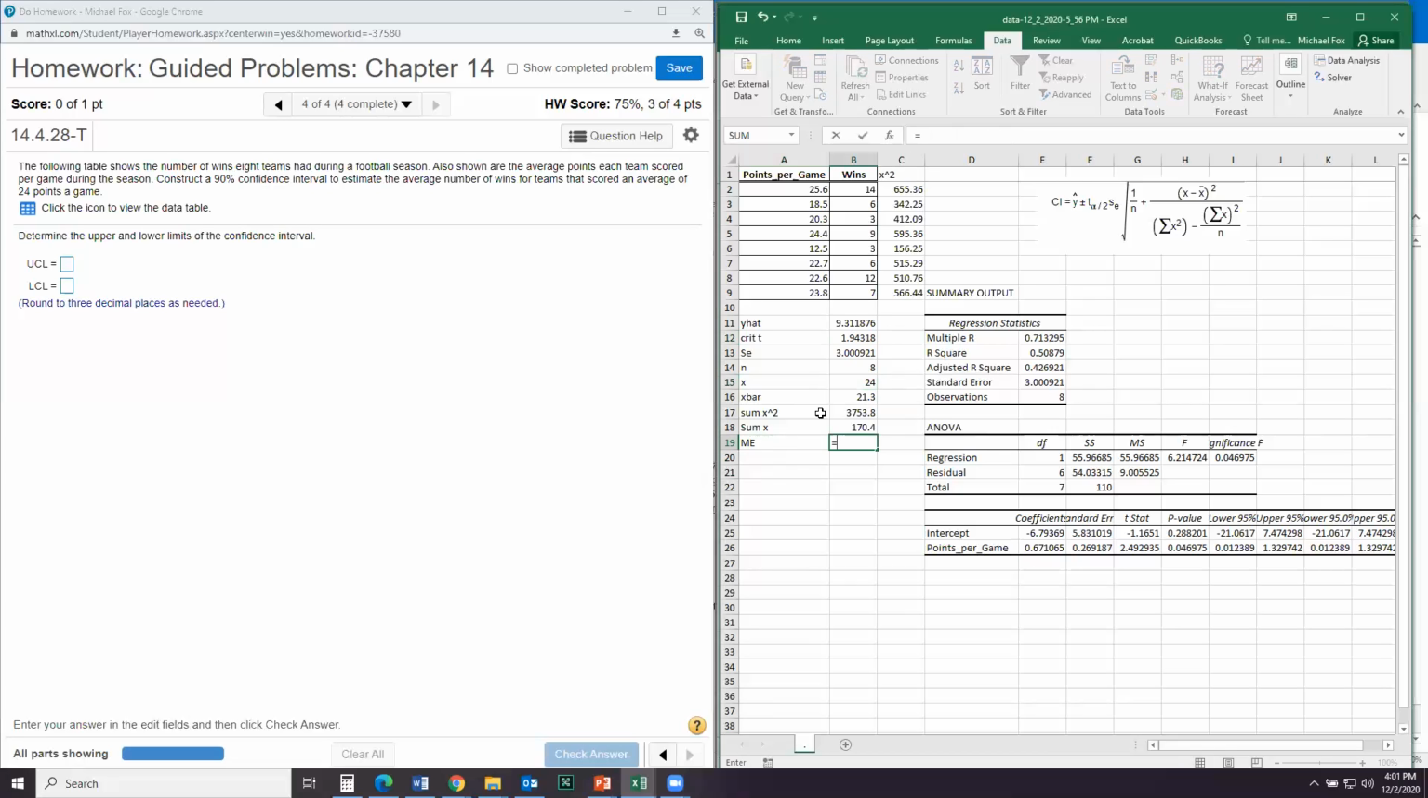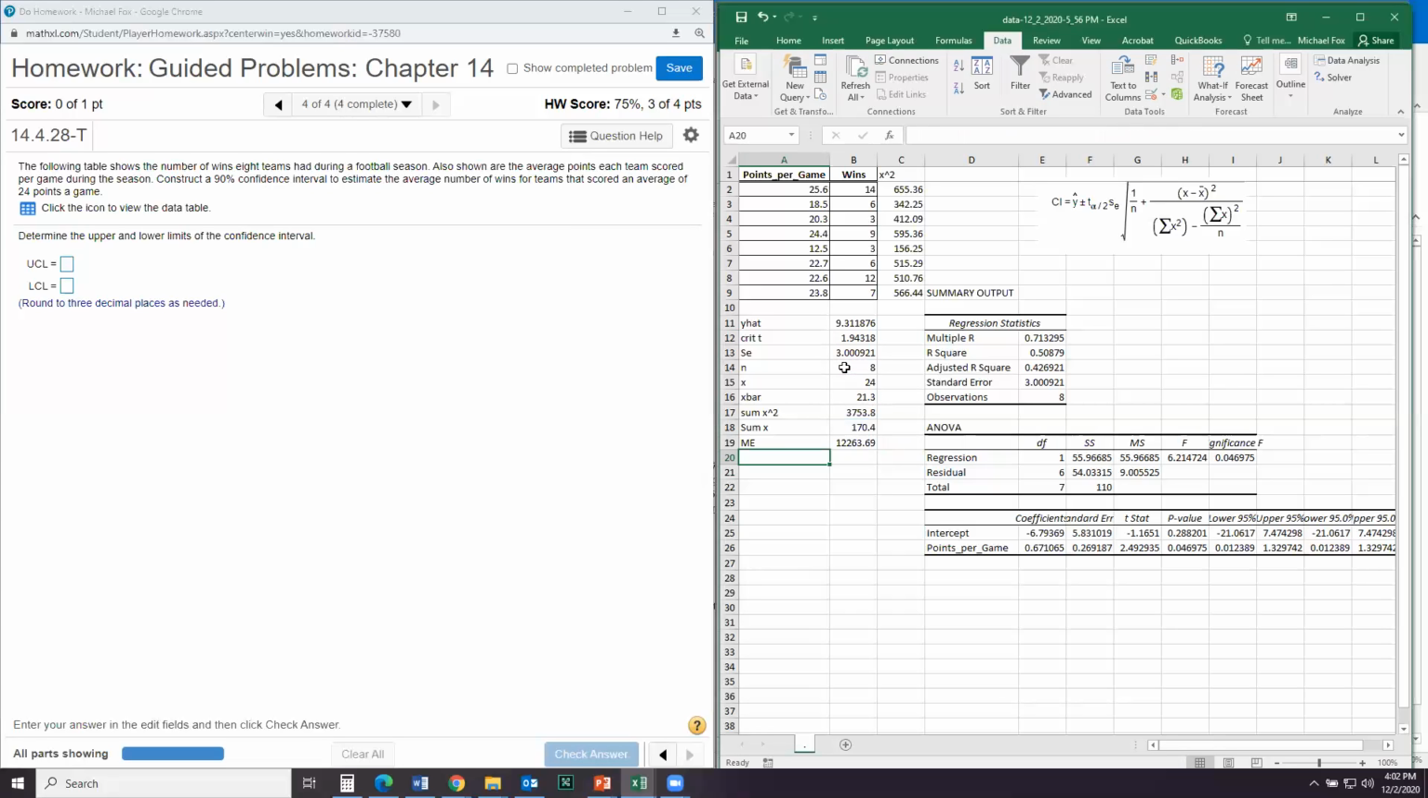So my margin of error equals a critical t times my standard error times square root of 1 over n plus the numerator, which is x minus x bar squared. That's the numerator, divided by the denominator, which is the sum of x squared minus the sum of x squared over n. There's our margin of error.